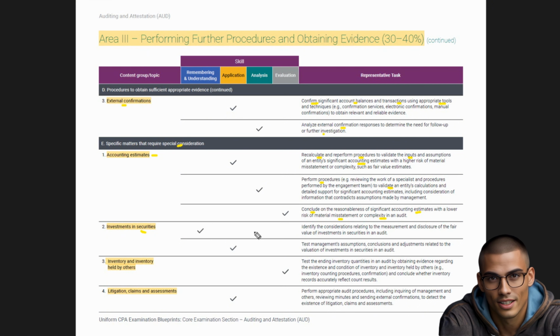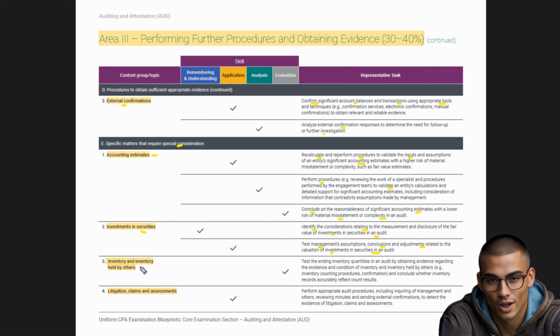Next, we have investment in securities, where you'll need to be able to identify the considerations relating to the measurement and disclosure of the fair value of investments in securities in an audit. You'll also need to be able to test management's assumptions regarding the conclusions and adjustments related to the valuation of investments in securities in an audit.